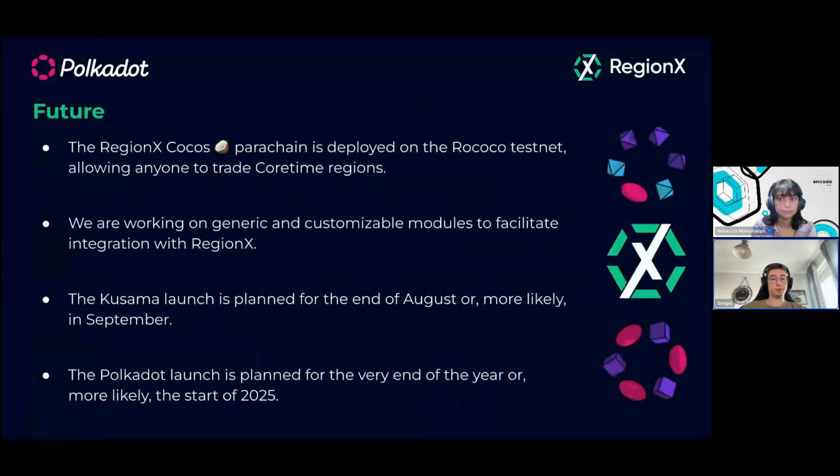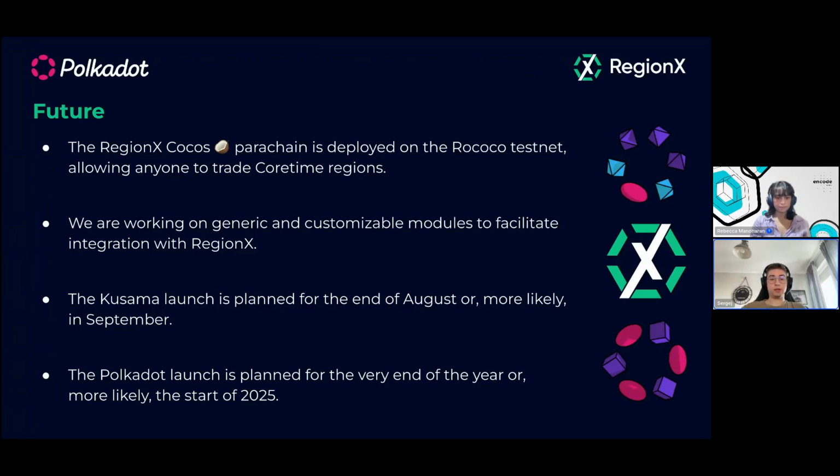Okay, so what are the future plans and the current state? We have deployed a testnet parachain on Rococo. This is like a testnet for Polkadot, and here anyone can buy core time from the bulk sale and sell it on the secondary market. We are also working on, as I mentioned, these generic, highly customizable modules that parachains can use to easily integrate with the marketplace with this order model, and that way get core time without having to purchase an entire core from the bulk market.